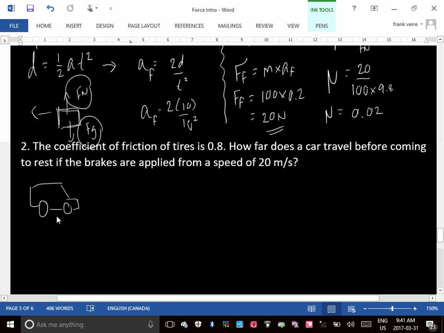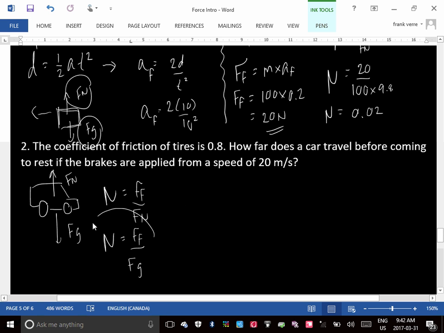So we have a car on the road, and we know the car has a weight. And if we're assuming that the car does not have any other vertical forces acting on it, then the weight has to be the same as what? Normal force. Coefficient of friction is mu equals Ff over Fn, right? So the normal force is the same as the weight, so wouldn't it be Ff over Fg? Because Fn and Fg are the same.